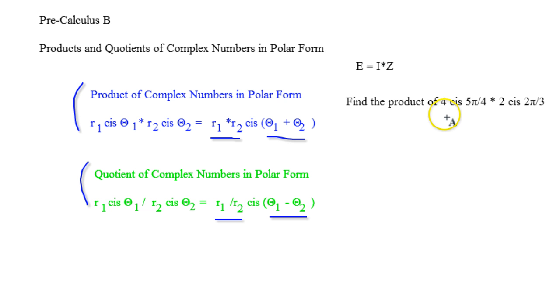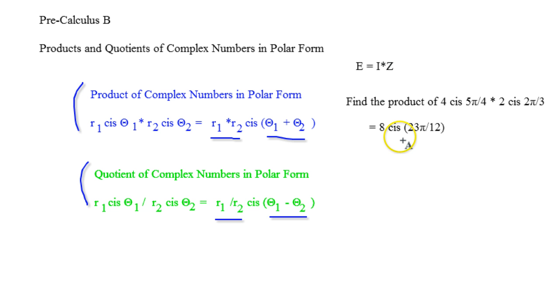Let's find the product of 4 CIS 5 pi fourths times 2 CIS 2 pi thirds. Once again, we multiply the moduli, so we get 8 CIS. Then we add the arguments, so the common denominator would be 12. That would be 15 pi plus 8 pi, so 23 pi divided by 12. Voila, you have your formula all set up.